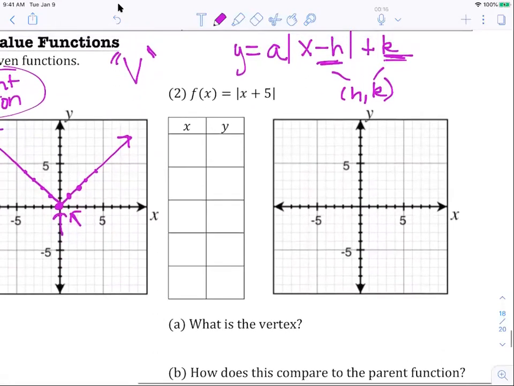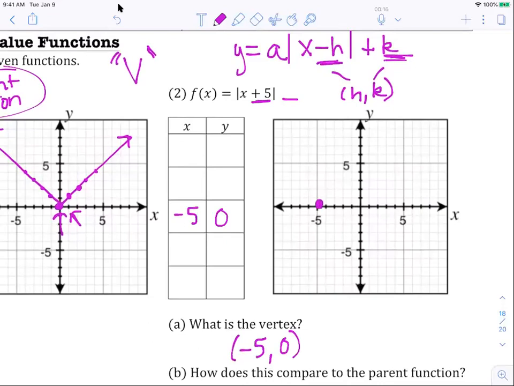So on this one, for example, I have a 5 inside, which means my vertex is going to be at -5. And on this one, there actually isn't anything outside, which just means my y coordinate is 0. And all this does is it helps you figure out where your point should be. -5, 0, this point right here, is the vertex. Now the question is, which way does it open?